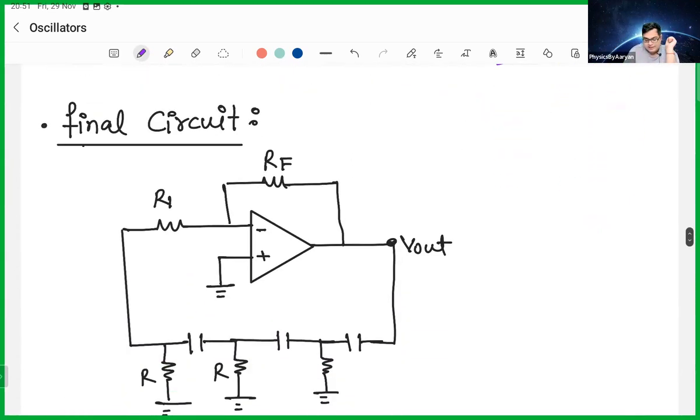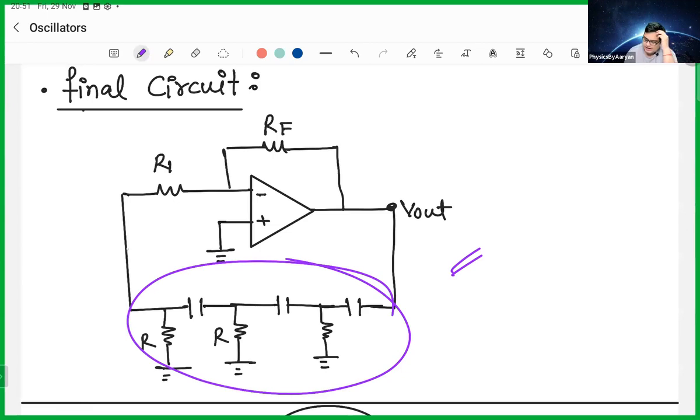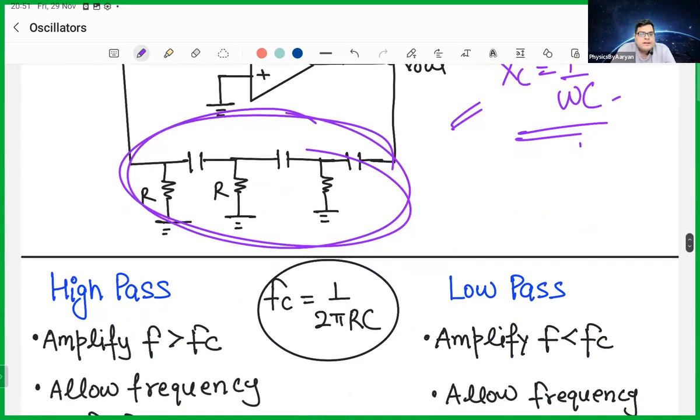Okay? So the final circuit looks something like this. And this is your final circuit. Not very important, but you need to focus here. There are different ways to attach this line, so don't think about the many ways I can attach it. Ignore this part and focus on this part. So there are 3 RCs. Everyone is giving how much phase difference? 60 degrees. How do you calculate the phase difference? The formula is XC by R. What is XC? XC is 1 by omega C. That is a whole theory.